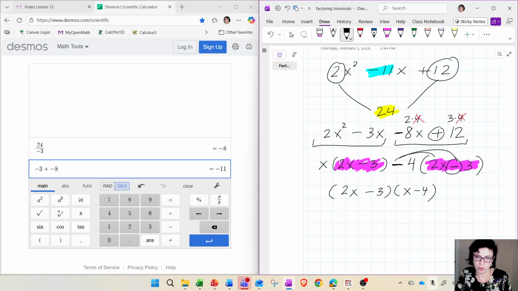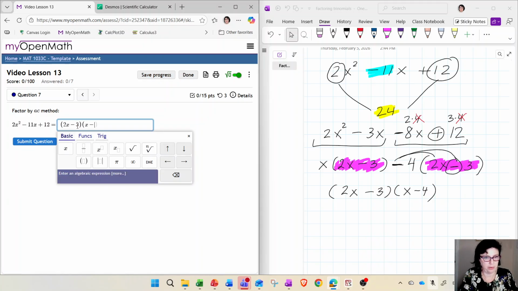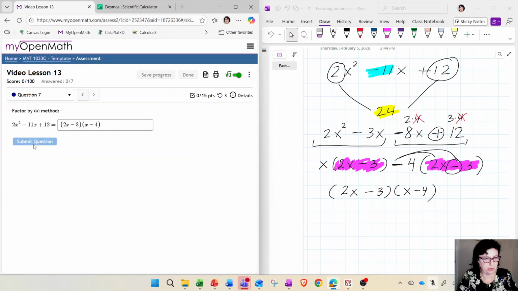And as before, you should always check your answer by FOILing. And there goes my pen. But I don't need it anymore because we are done.